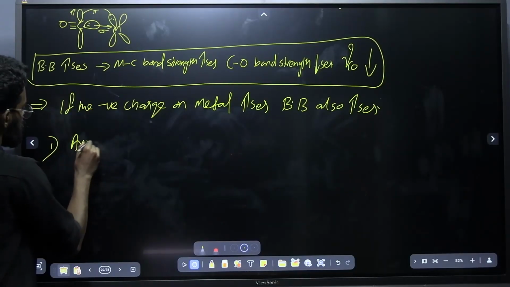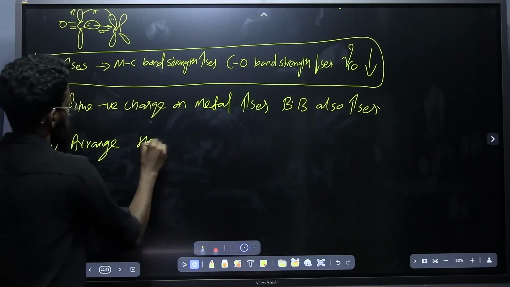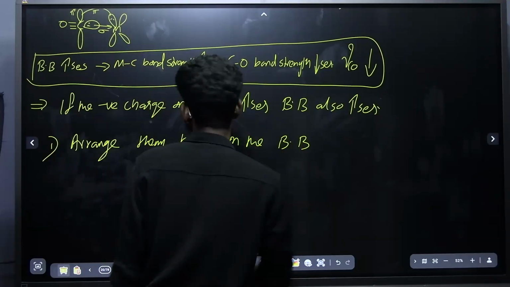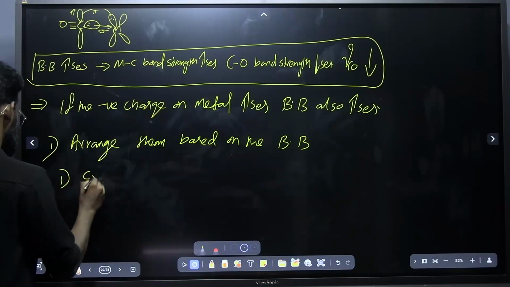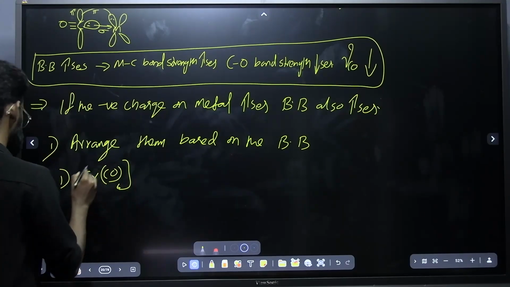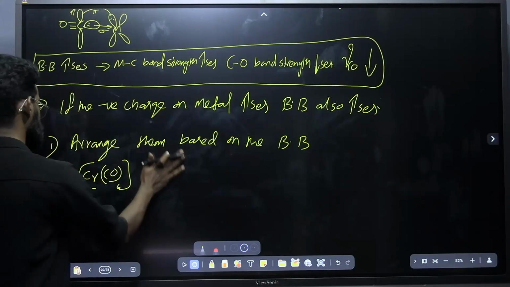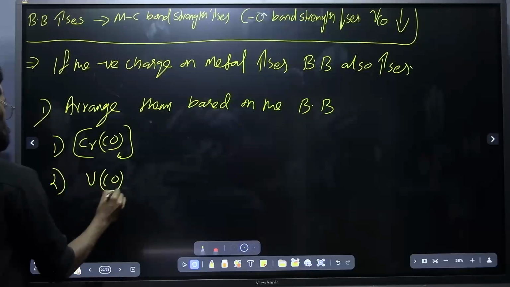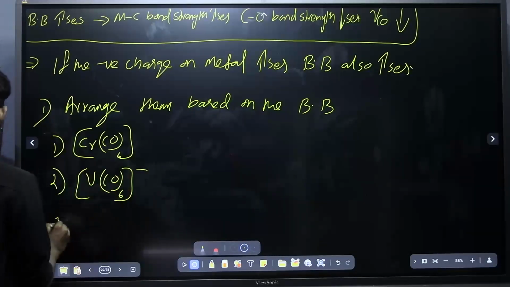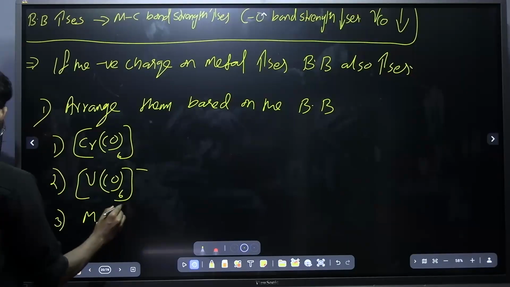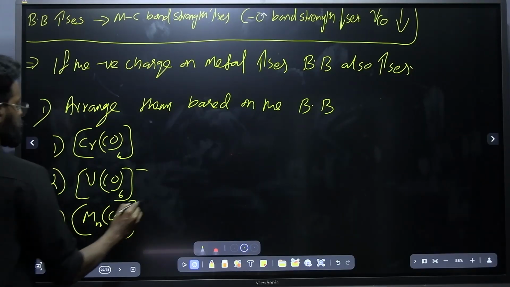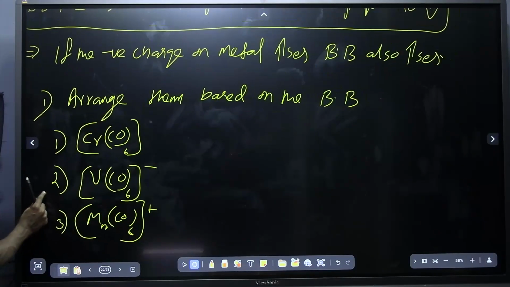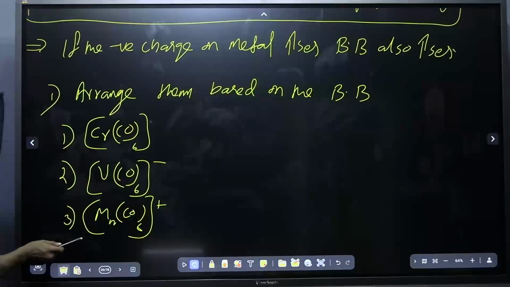Arrange them based on the back bonding. First one is Cr(CO)6, second one is V(CO)6 minus, the third one is Mn(CO)6 plus. What is the order of back bonding?